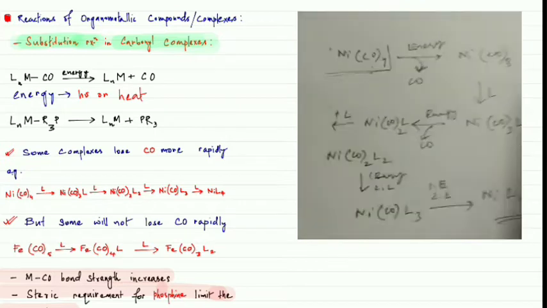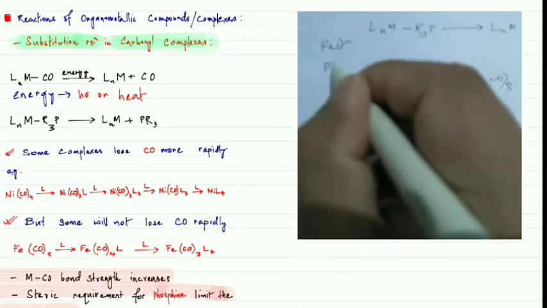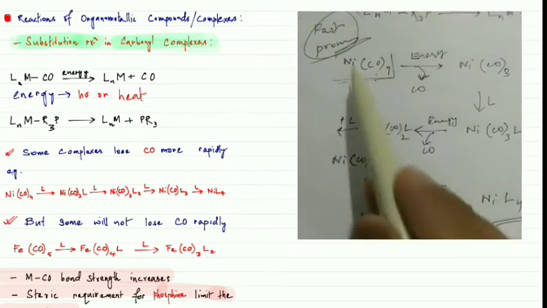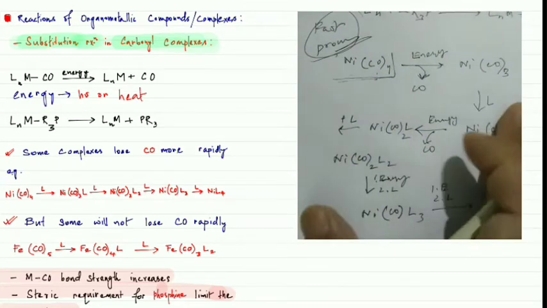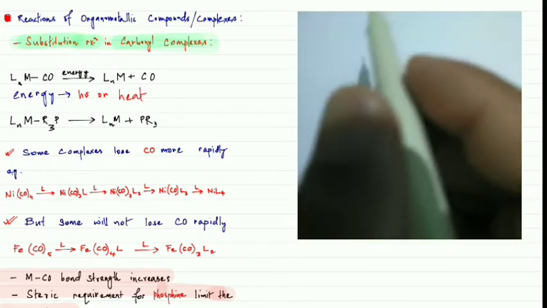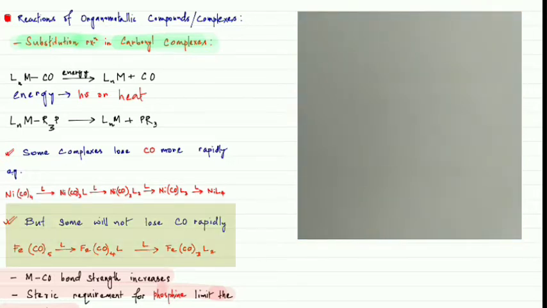So this is a very fast process, okay. This reaction is fast because the bond between the carbonyl and nickel is not strong. But let's discuss some other examples, which is also written in your notes, where some complexes will not lose carbon monoxide, or the carbonyl ligand, rapidly.